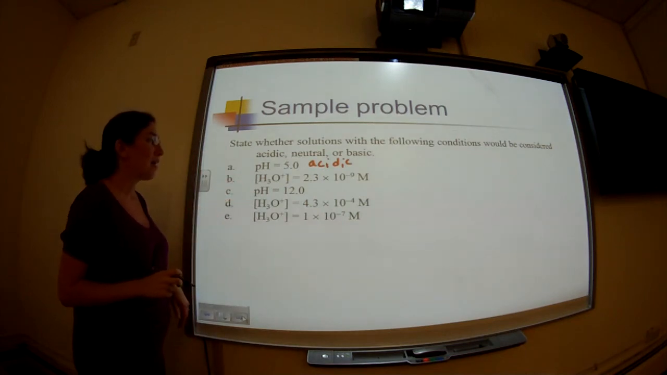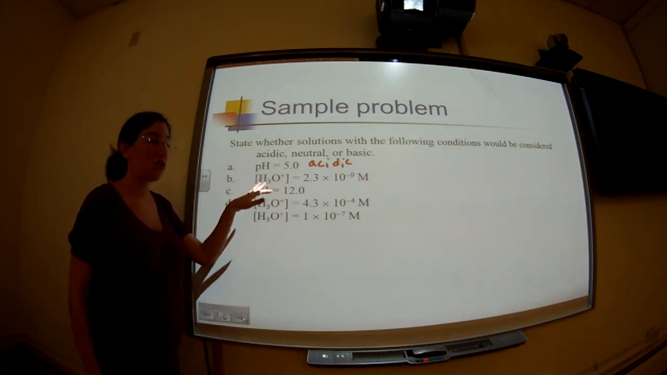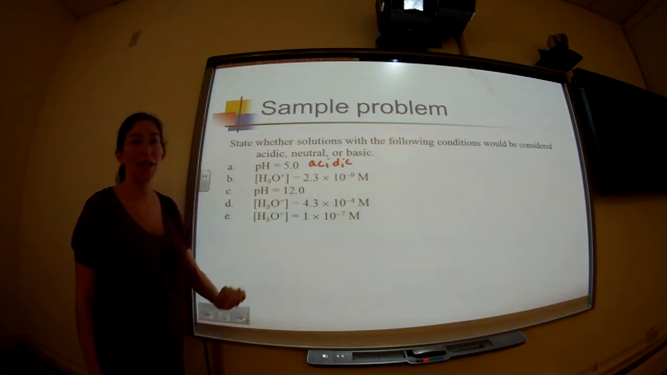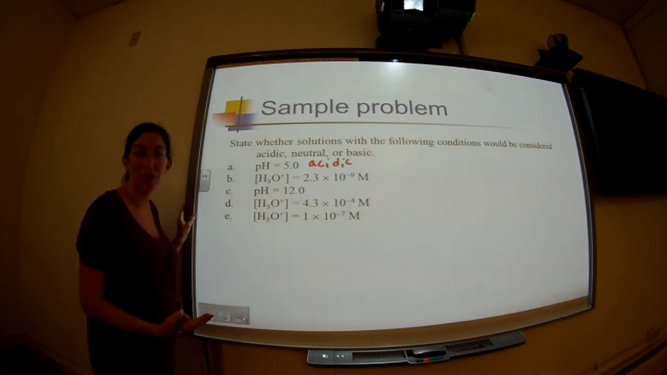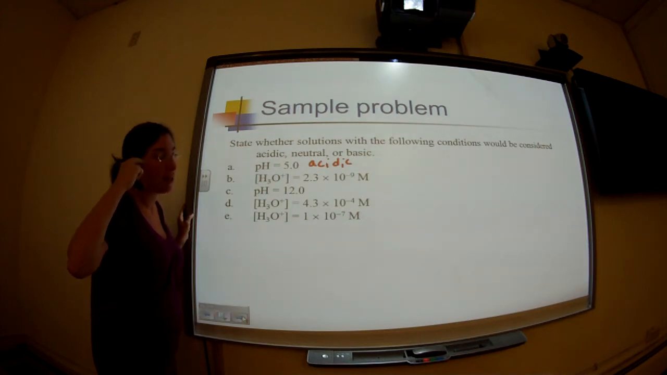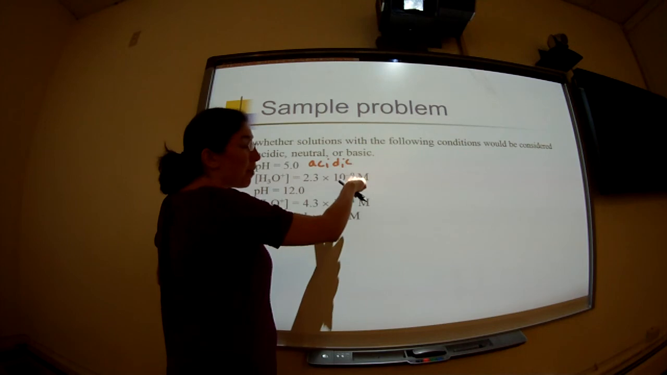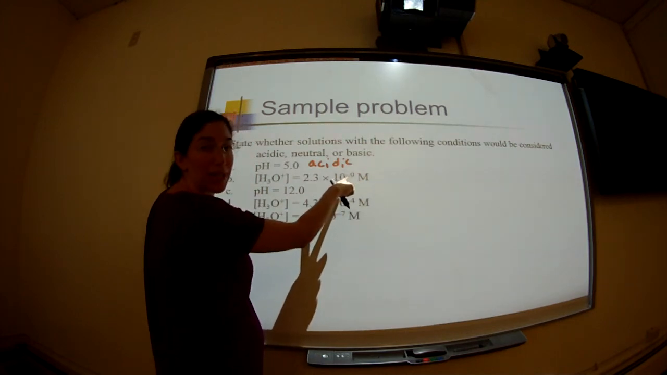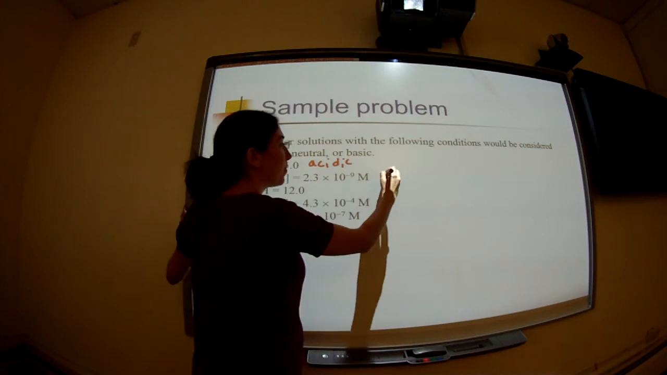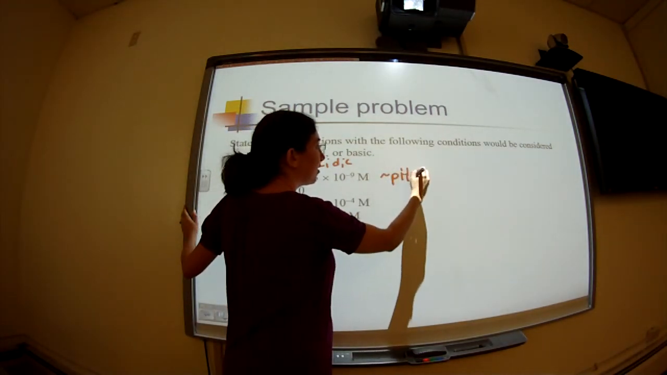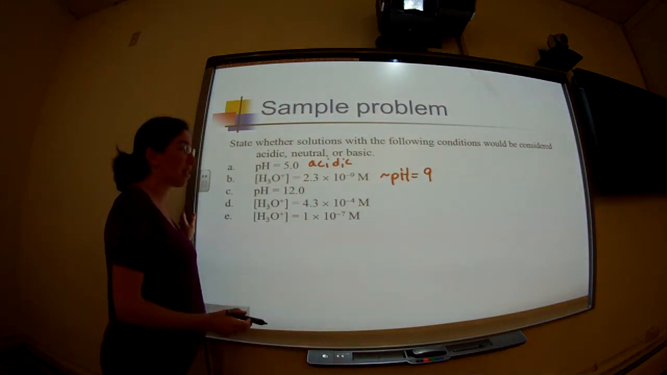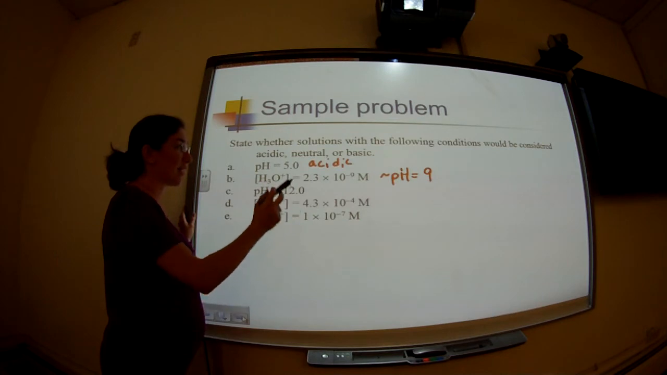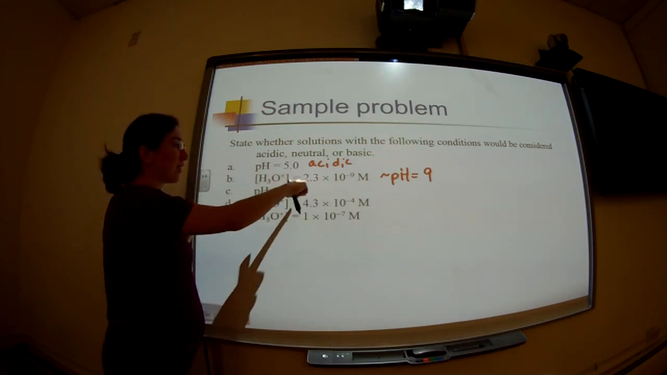How about B? If the hydronium ion concentration is 2.3 times 10 to the negative 9th, would that be acidic or basic? Well, we could go back and look at the scale. We could also calculate the pH. You can do a mental calculation here and say that the pH is going to be about 9 because the exponent here is 10 to the negative 9. So the pH is going to be about 9, which means it's going to be basic. It's actually going to be, I think, a little bit less than that. I always get confused whether it's a little bit less or a little bit more.